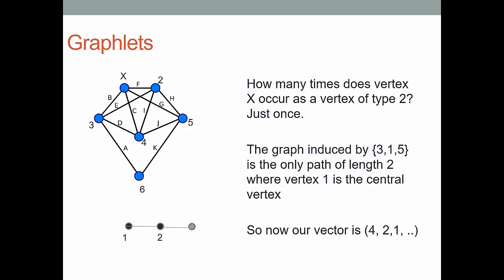Since the vertex X behaves like node 2 in the graphlet only one time, our third entry in the vector is 1. So when we're finished, we would assign a vector to the vertex labeled X. And the first 3 entries of the vector we have seen so far are 4, 2, and 1.